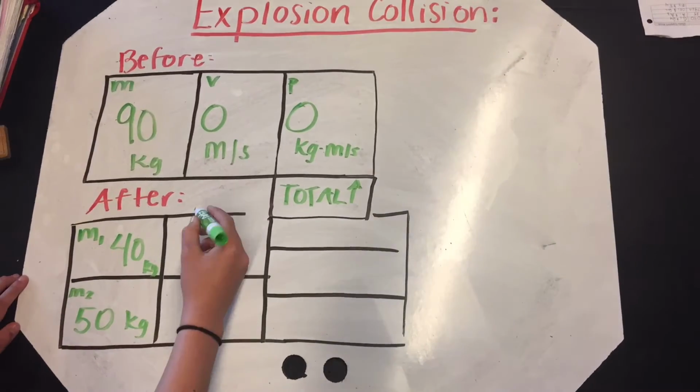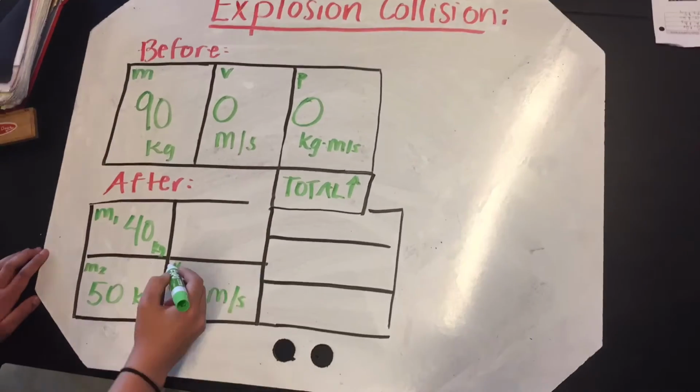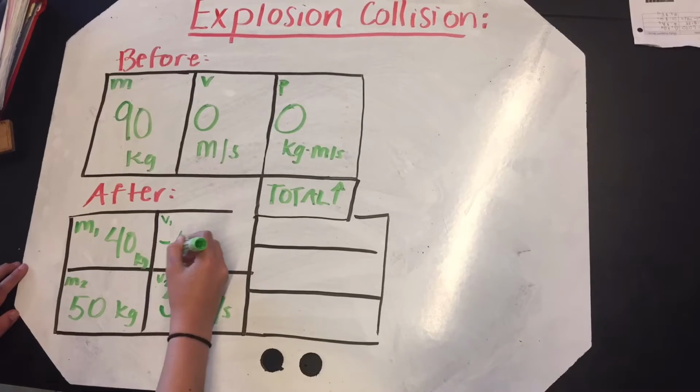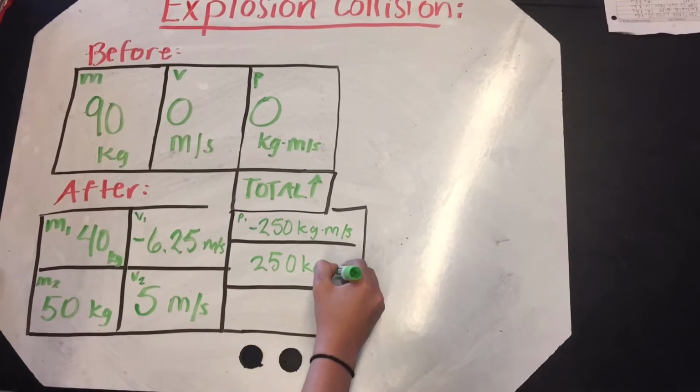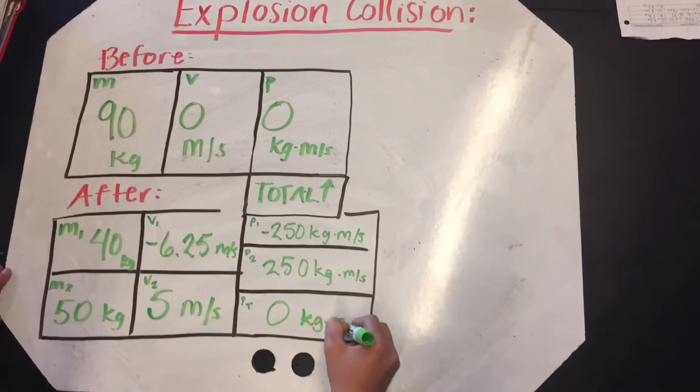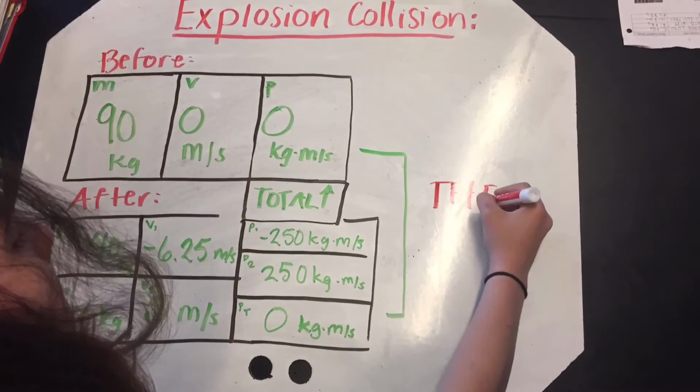Since person A is moving to the left with the same momentum as person B, who is moving to the right, their momentums are opposite and therefore cancel out. This leaves their total momentum after the explosion still at 0 kilograms times meters per second, even though they are both moving.